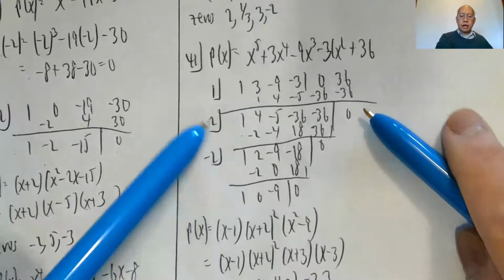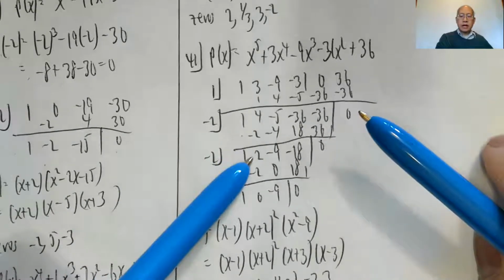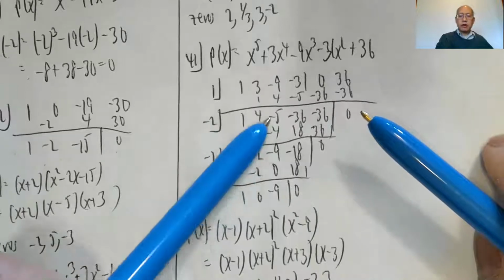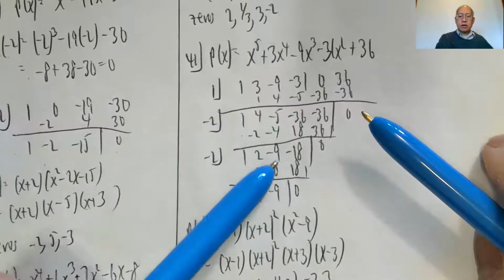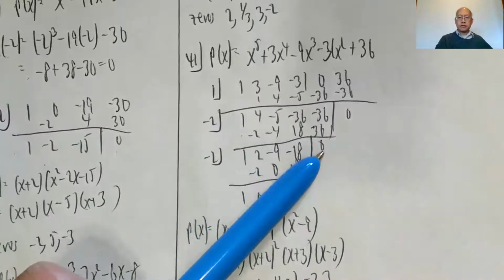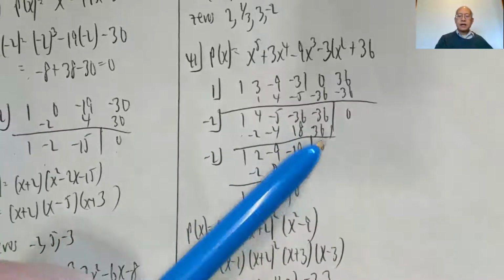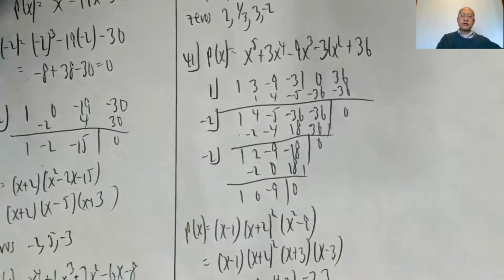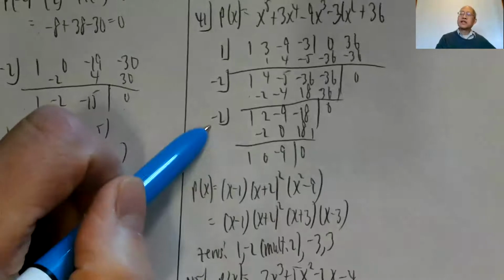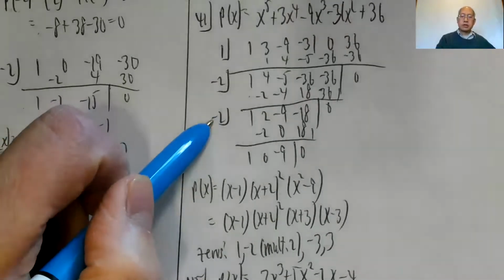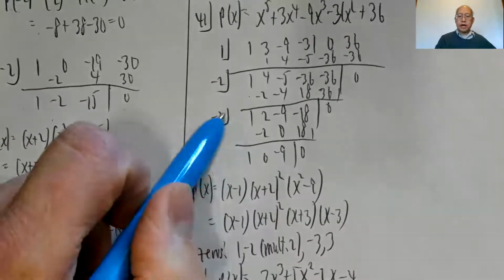1. Negative 2 times 1 is negative 2. Add. Negative 2 times 2 is negative 4. Add. Negative 2 times negative 9 is 18. Add. Negative 2 times negative 18 is 36. 0. Okay. It turns out negative 2 works again. So this is called a 0 of multiplicity 2. Negative 2, multiplicity 2. So do negative 2 again.